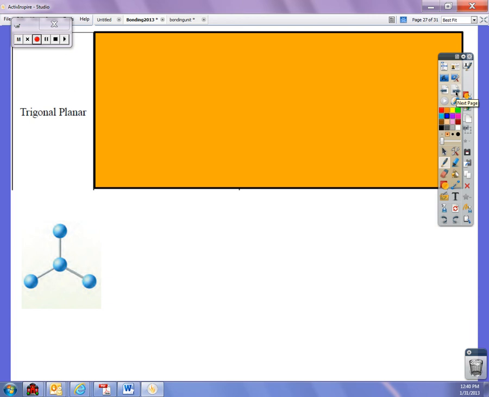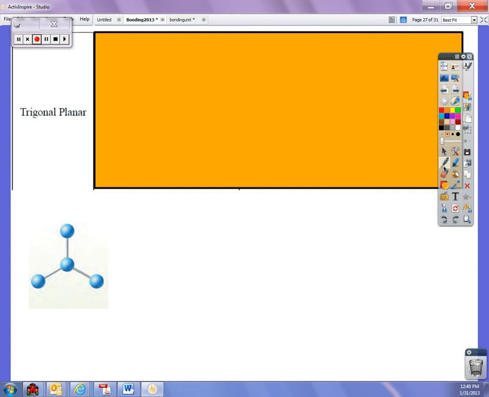This says trigonal planar. Say it with me. Trigonal planar. Trigonal planar. I'm going to give you an example that we already did in class, and that would be boron trifluoride. There are no leftover electron pairs around the central atom.